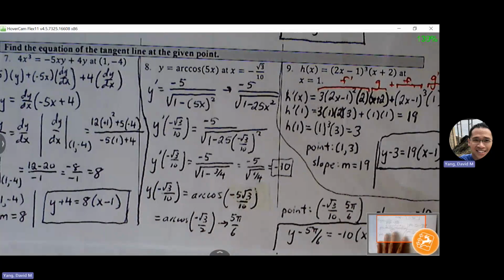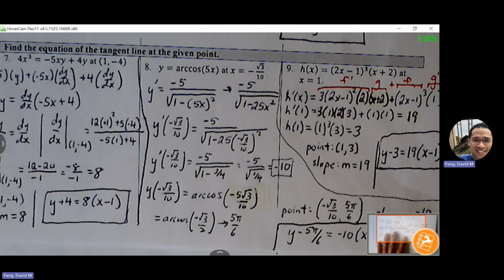So first we recognize the need for the derivative of arc cosine, which is very similar to arc sine, but it's a negative in front. So negative u prime over square root of 1 minus u squared. And you're good with that. We want to find the slope, so we insert negative root 3 over 10 into the derivative. And it's just a matter of trying to clean all that mess up, but it does come out not too bad. The 1 minus 3/4, same thing as 1/4. The square root of 1/4 is 1/2. You flip that 1/2, it becomes negative 2 times negative 5, which is negative 10.